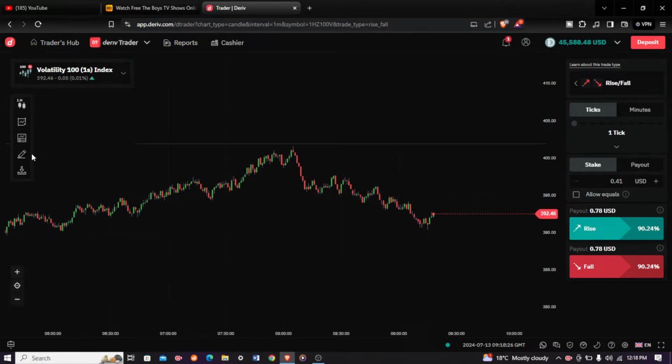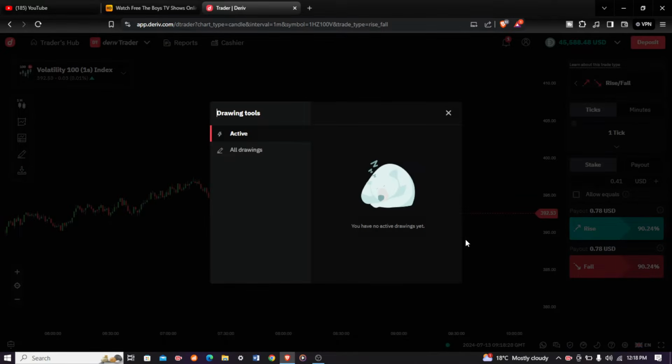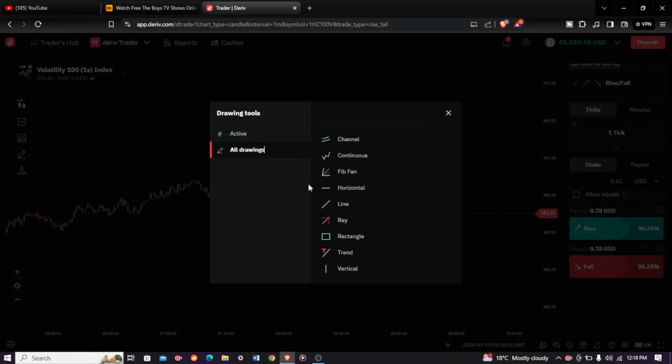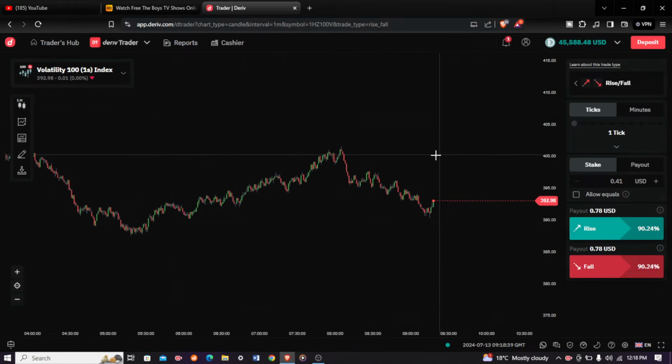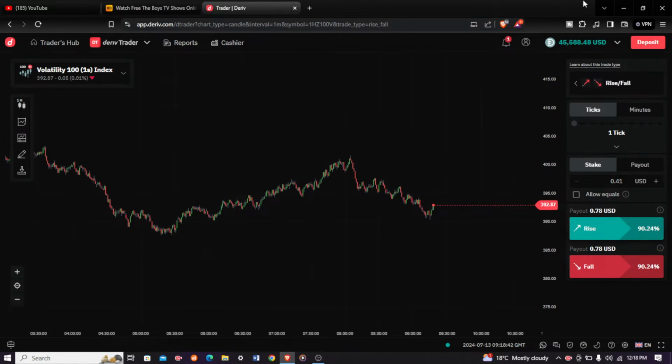So the main thing we'll be using is the drawing tools. As you can see, you have various drawing tools. Let's click on all drawings. You can see you have all this. So we'll be focusing mostly on the horizontal and the line. Okay, yeah, so basically that is the basic settings. As I told you, make sure all this area is set correctly.